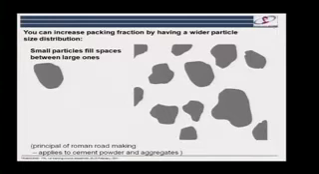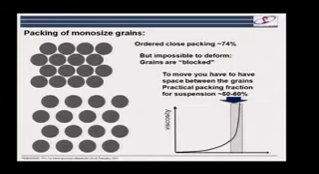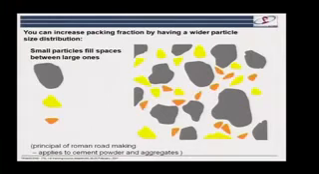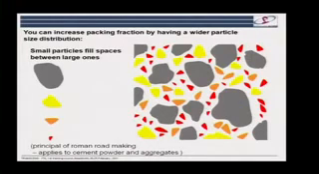Now, we can go a bit further, because if we have all grains the same size, that isn't actually very efficient. It's much more efficient to have grains of different sizes. Because if we have large grains like this, and then smaller ones and smaller ones and smaller ones, the smaller ones can fill in the spaces between the larger ones. And this is a way we can go up to higher volumes of solid packing.